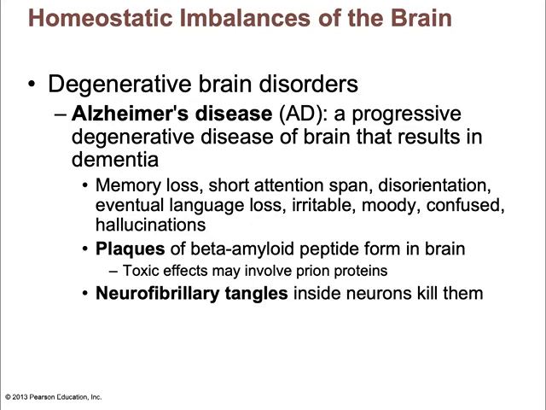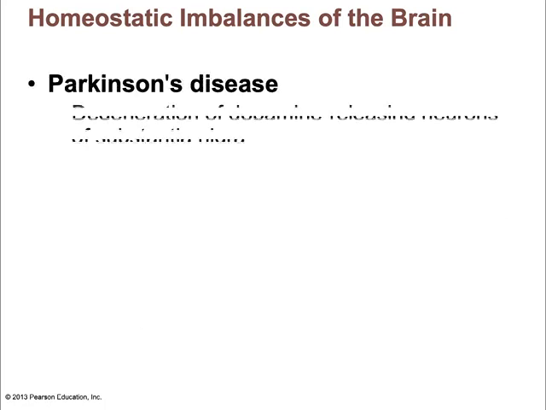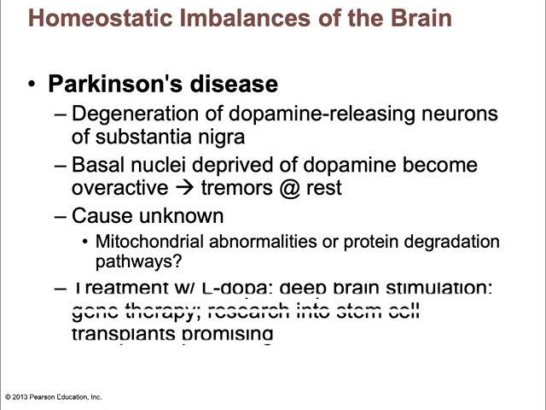Neurofibrillary tangles inside the neurons inhibit their function, and again, we don't know whether this is a cause or an effect of the disease. The brain will shrink. Okay, in Parkinson's, we have death of the substantia nigra of the midbrain, and we lose the dopaminergic neurons there. The basal nuclei get deprived of the dopamine, they become overactive, and you have resting tremor.